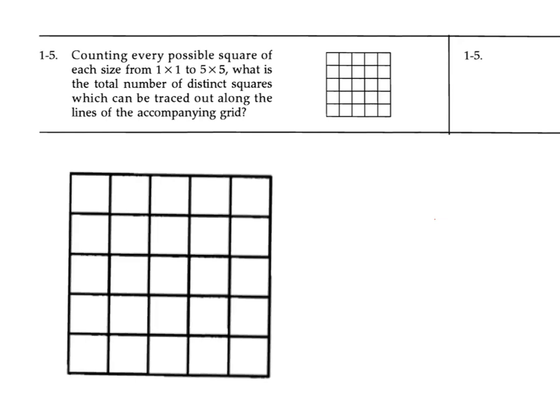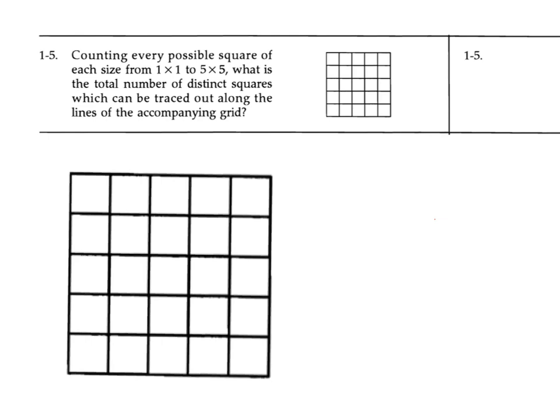It says, counting every possible square of each size from 1 by 1 to 5 by 5, what is the total number of distinct squares which can be traced out along the lines of the accompanying grid? And I guess in short, this question is asking how many squares are there in this 5 by 5 diagram here. So these actually show up on Facebook, and you can watch people's posts. But so I'm going to give you 2 ways you could do this.